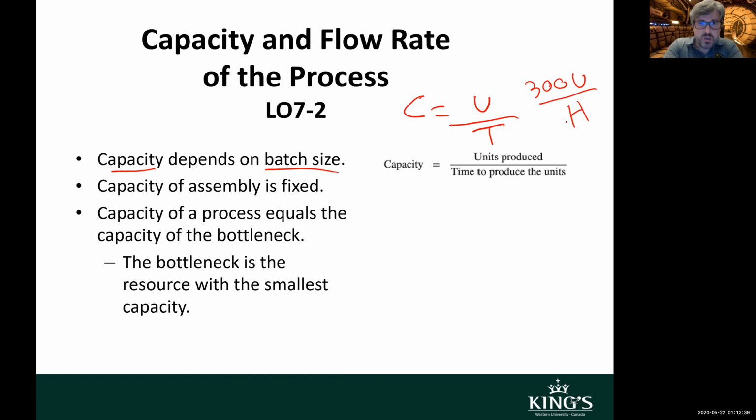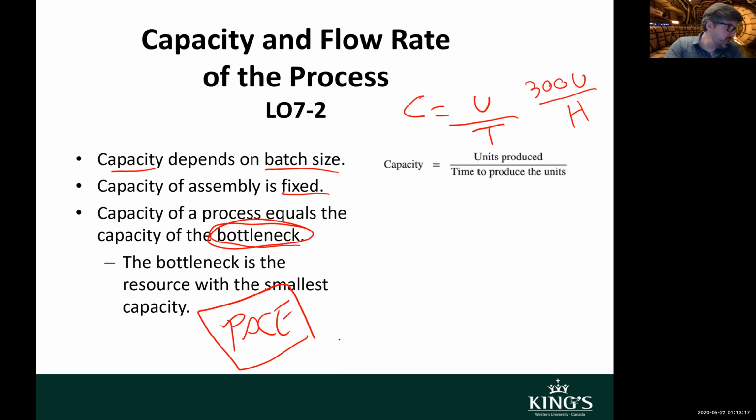Now, think about this for a moment. You're setting up your process, therefore your capacity should be fixed. And every time you look at a process with multiple stages, the capacity of that process is equivalent to the smallest capacity in the process, or the slowest cycle time, right? So that's your bottleneck. So the smallest capacity will determine the pace of your operation.